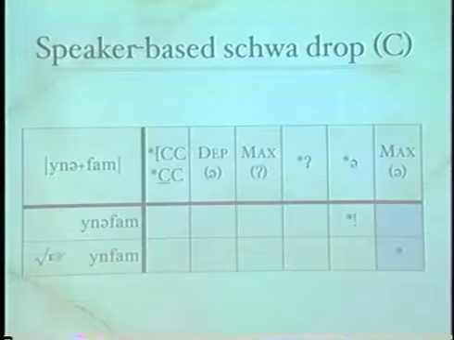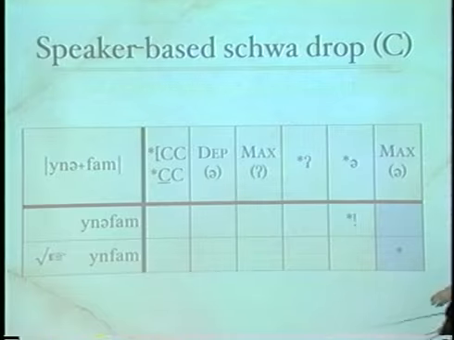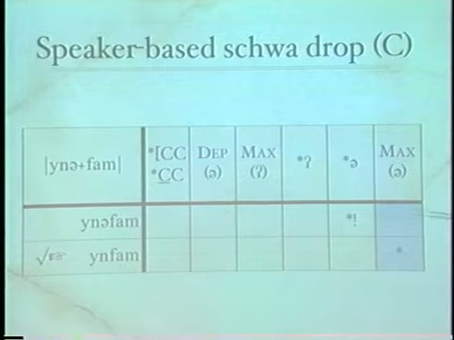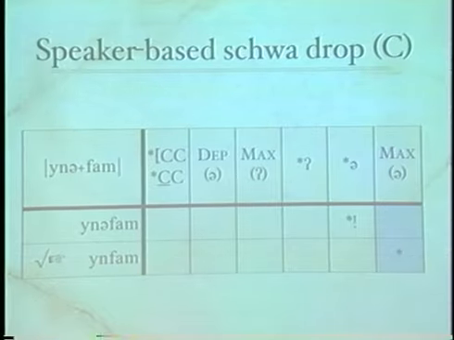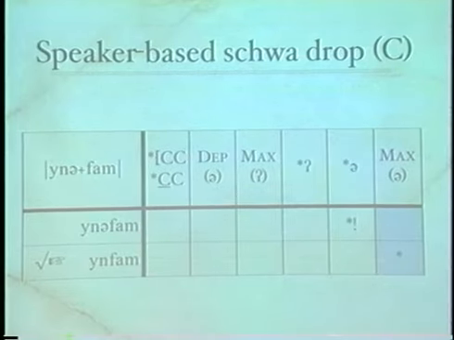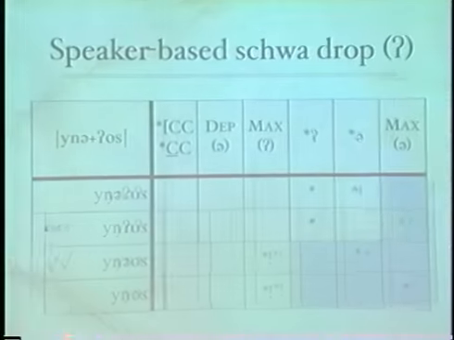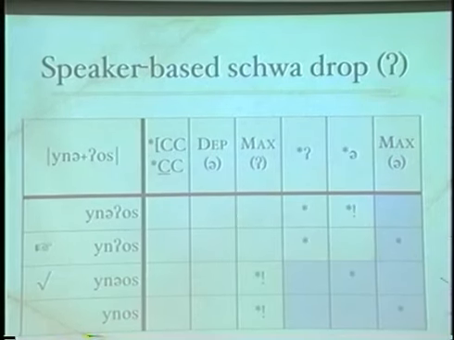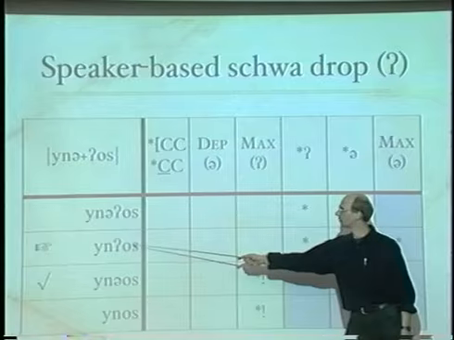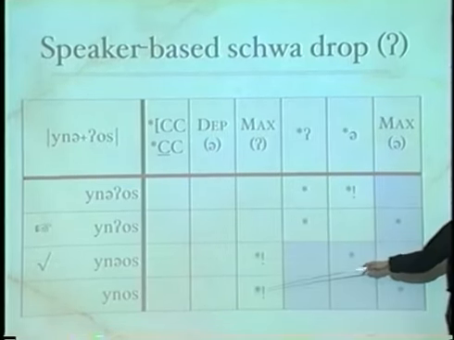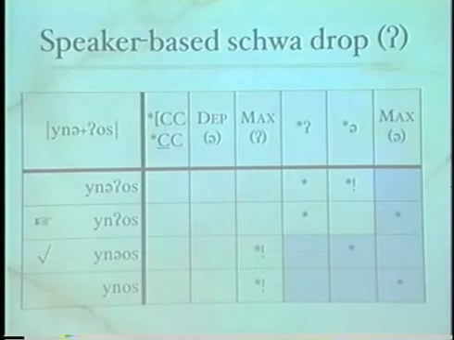Now we have the schwa drop case. Une femme. Why does the schwa drop? Well, that's simply because star schwa is ranked a little bit higher than max schwa. So the fact that you don't want to have the schwa is just a little bit more important than the fact that you want to pronounce an underlying schwa. This is handled correctly. The une-os case must be handled incorrectly. As we saw before, the winning candidate is une-os, not une-os. Because une-os, as well as une-os, violate this max glottal stop constraint.